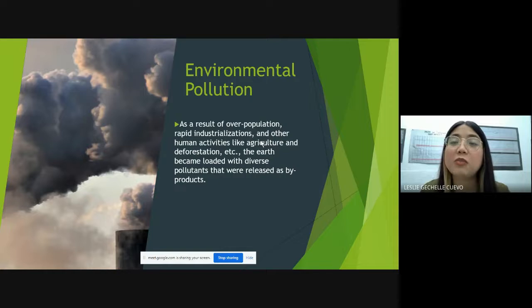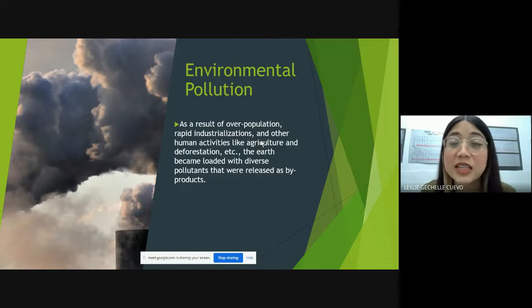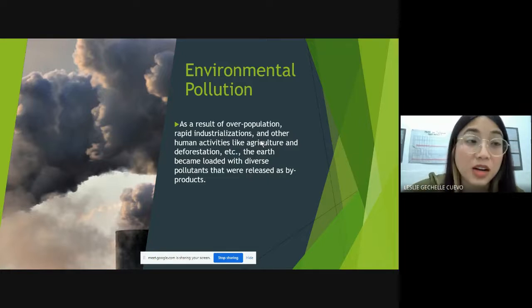Okay, environmental pollution as a result of overpopulation, rapid industrialization. Kapag sinabing industrialization, yung umuunlad ang isang lugar through, sabihin na natin, factories, nai-industrialize na sila. And other human activities like agriculture and deforestation. The earth became loaded with diverse pollutants that were released by byproducts.